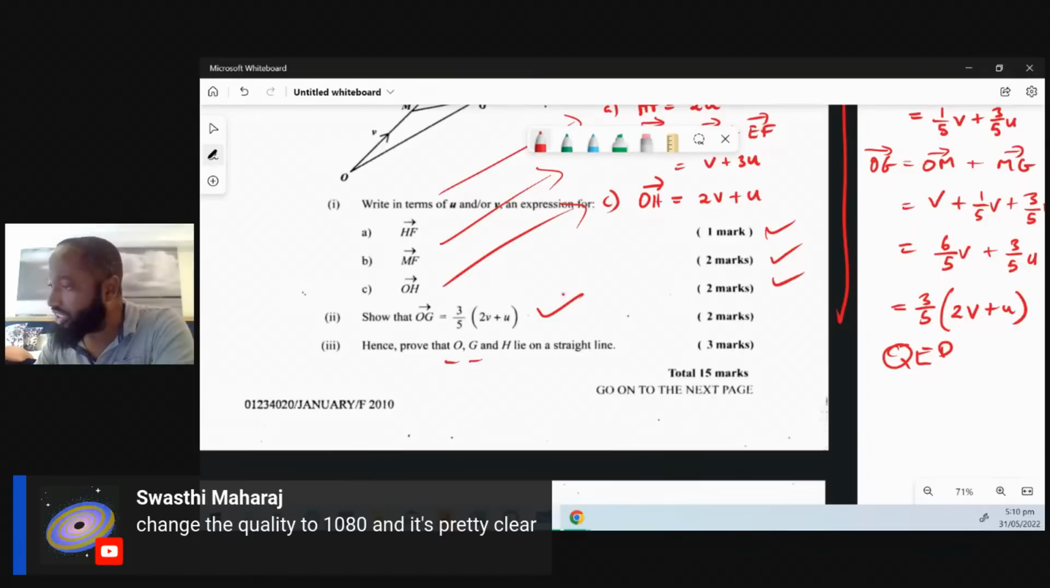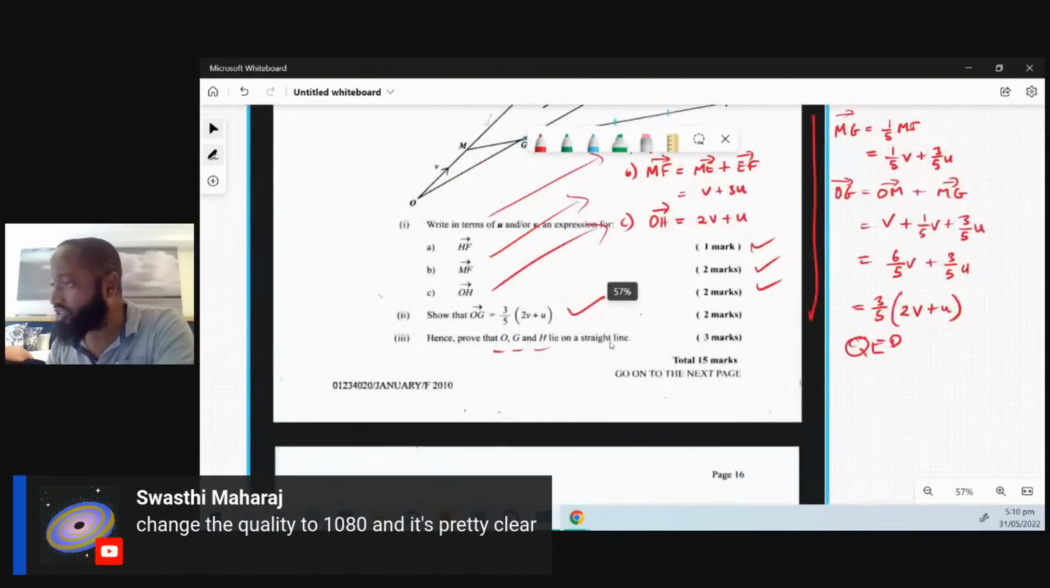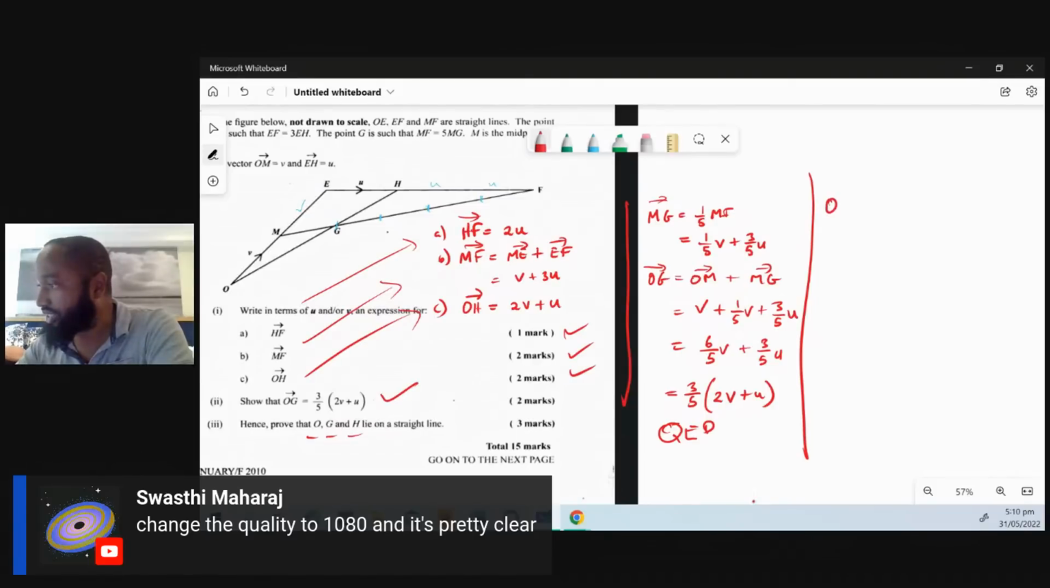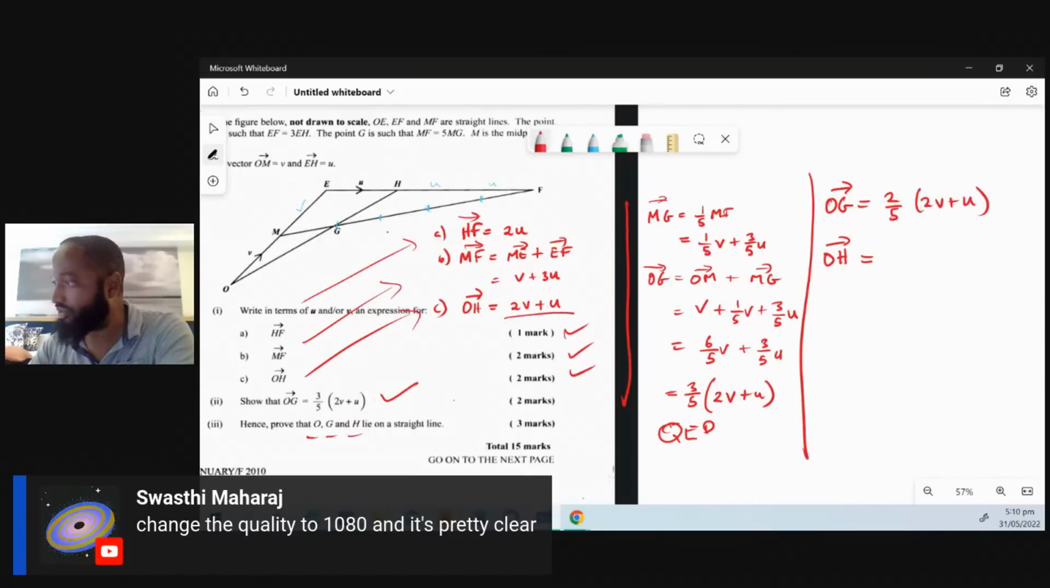Hence prove that O, G and H lie on a straight line. Okay. So this is OG. This is how you prove straight lines. They ask this a lot of times, even now, even in this late stage in 2022, they still like to ask this question. OG, we just solved that. This is 2/5 of 2V plus U, right? But OH now, we don't have that there. Look at it, 2V plus U. So we can see that these two vectors are related by a factor. You can see it, a factor or multiple.